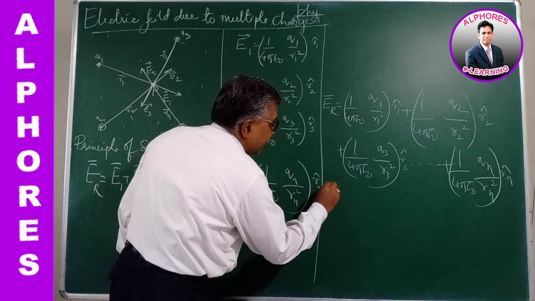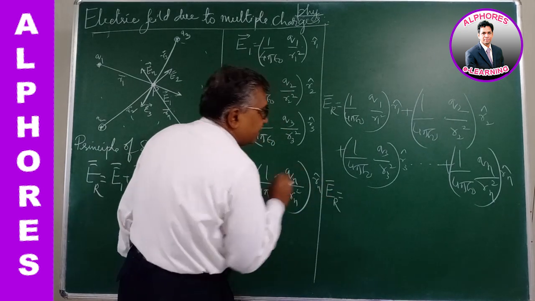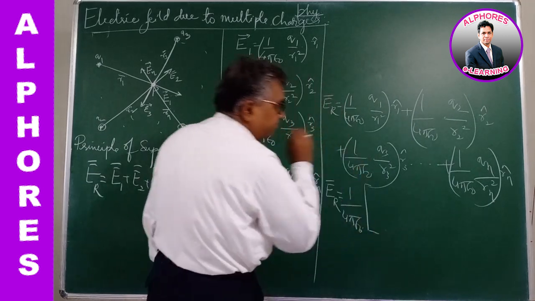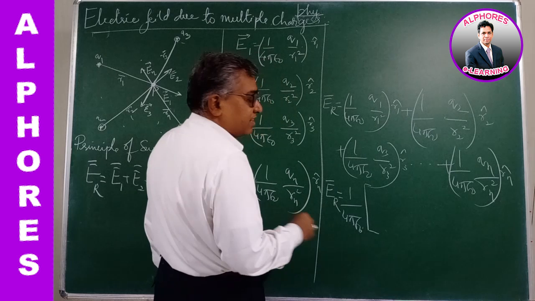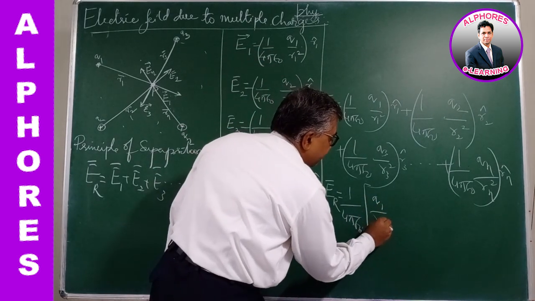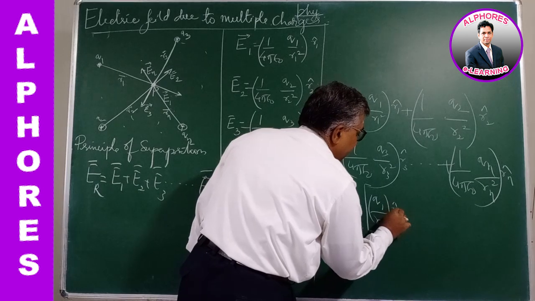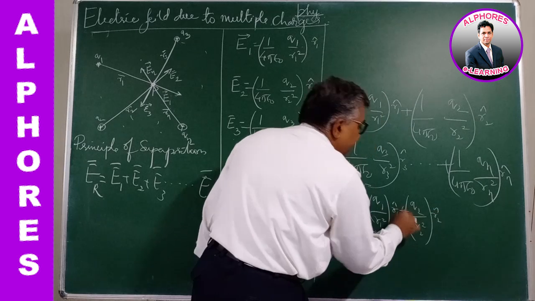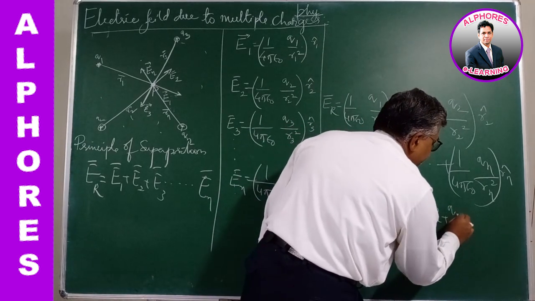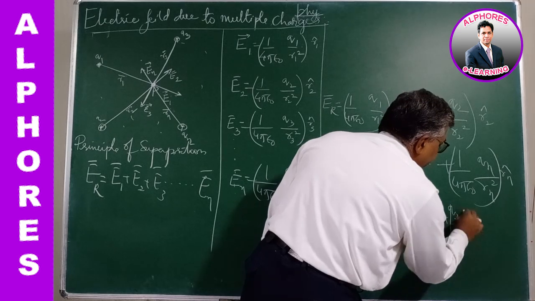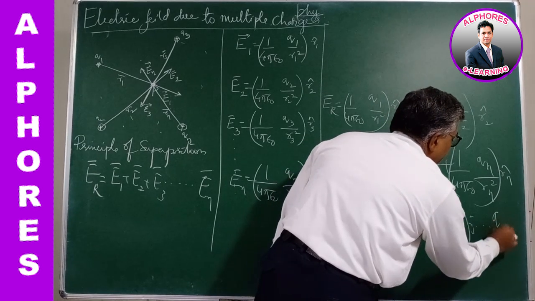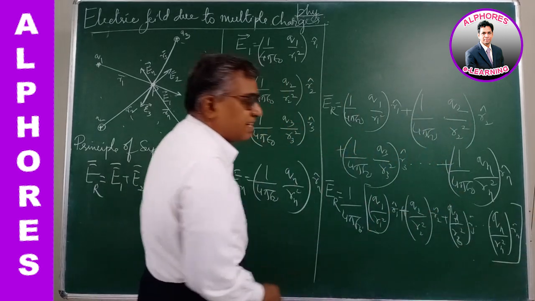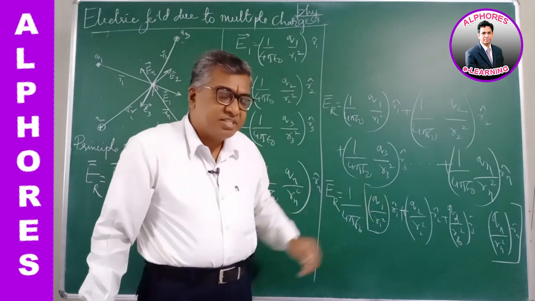So this I can simplify as: the resultant electric field is 1 by 4 pi epsilon naught times, taking 1 by 4 pi epsilon naught common like this, Q1 by R1 square times R1 cap plus Q2 by R2 square times R2 cap plus Q3 by R3 square times R3 cap, and so on up to Qn by Rn square times Rn cap. So this is the resultant electric field due to the multiple charges.